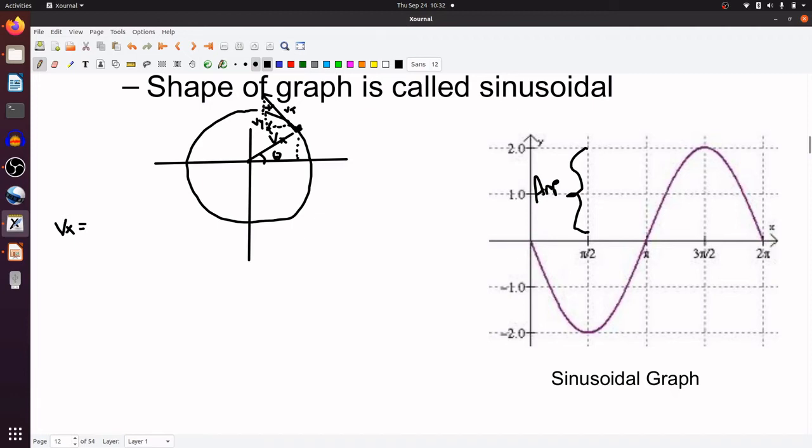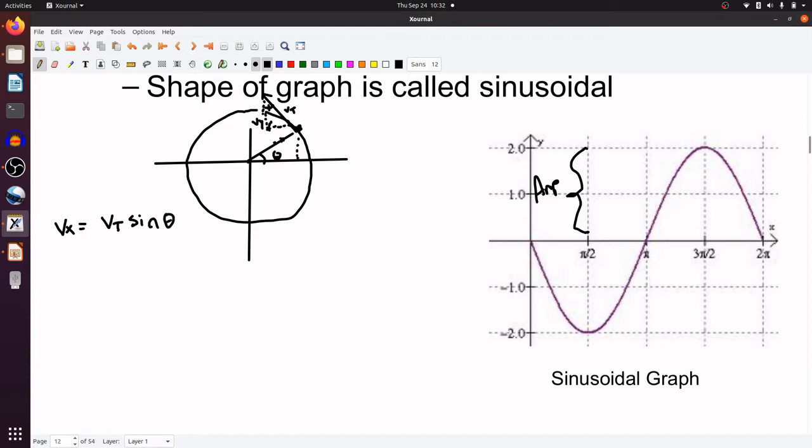Vx was the horizontal component. It's kind of hard to see because I didn't make this big enough, but that's along this line right here. And Vx is going to be the sine because it's far away from this angle right here, instead of a cosine, which we normally deal with. And so Vx is going to be Vt times the sine of theta.